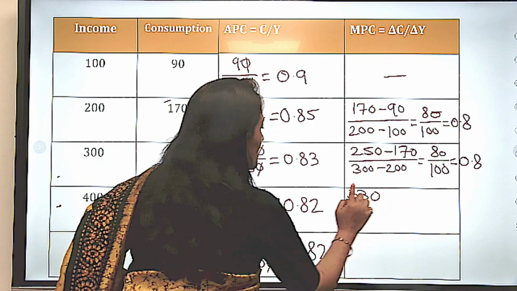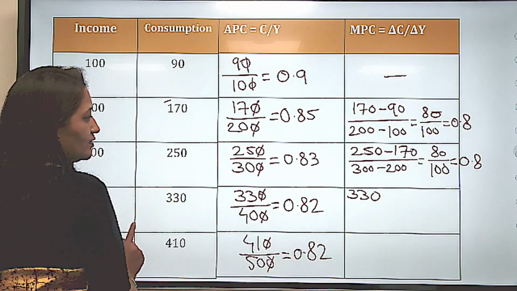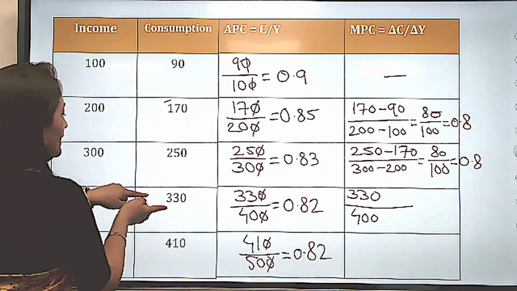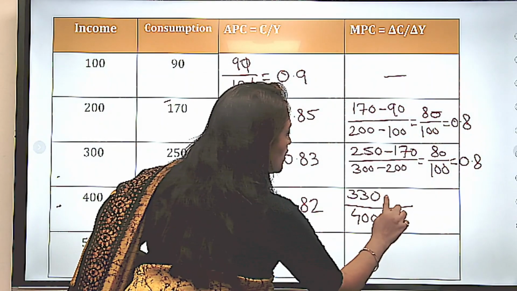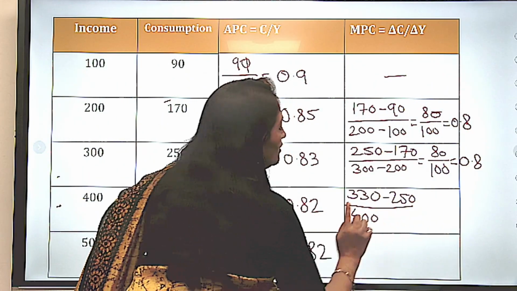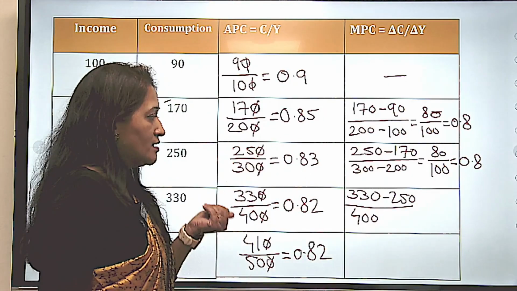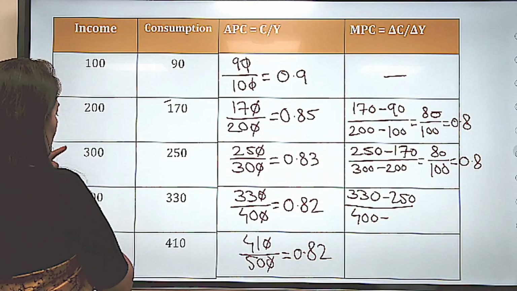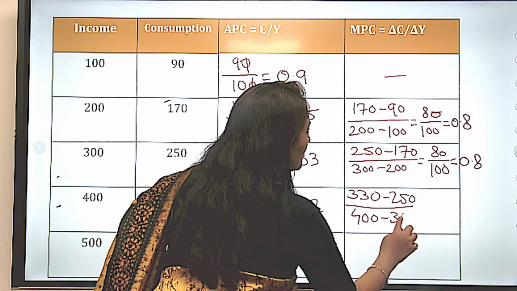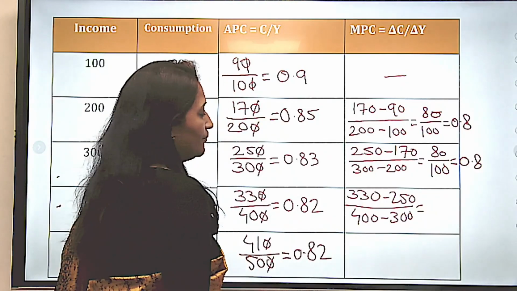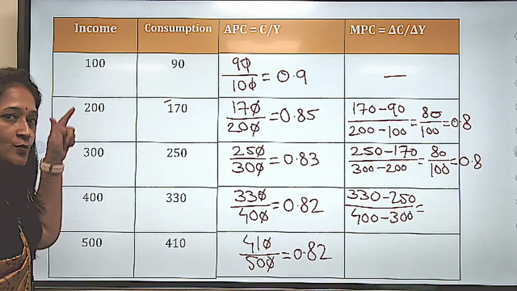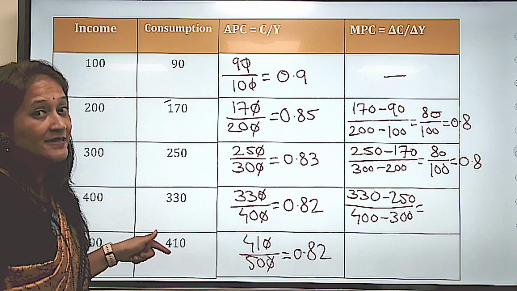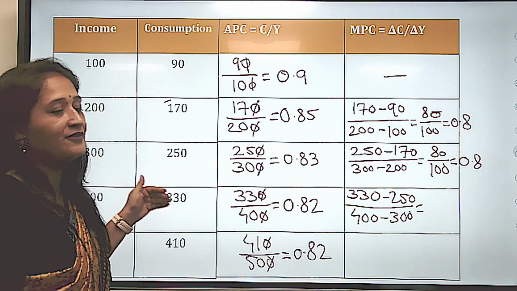330 is our current consumption now, and 400 is our current income, right? Last period's consumption was 250, so I'm just subtracting last consumption from the current consumption to get the change in the consumption. Same for last year's income, to be deducted from the current income to get a change in the income. So you can see income has increased by 100 rupees every time. But consumption is not increasing by 100 rupees. It is increasing only by 80 rupees every time.